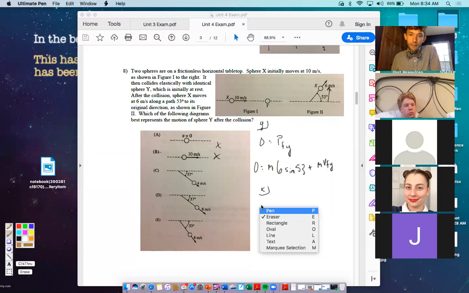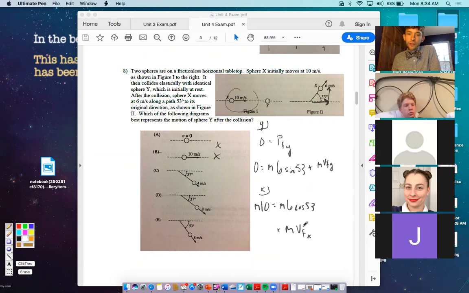We know that the mass times 10, all of its velocity was in the x direction in the beginning, has got to equal sphere x's momentum in the x direction, m times 6 cosine of 53, plus sphere y's m VFX. Either way you do it, through the trig of the thing, you're going to end up getting answer D. Answer D, that combination of 8 meters per second at 37 degrees gives us the y and the x velocities that we need.